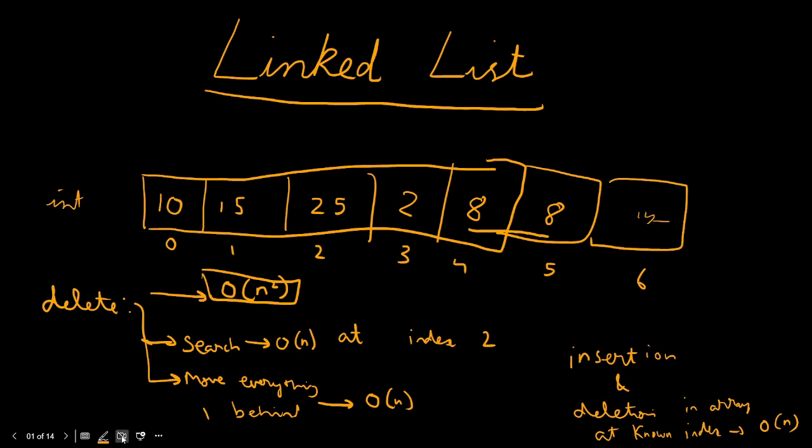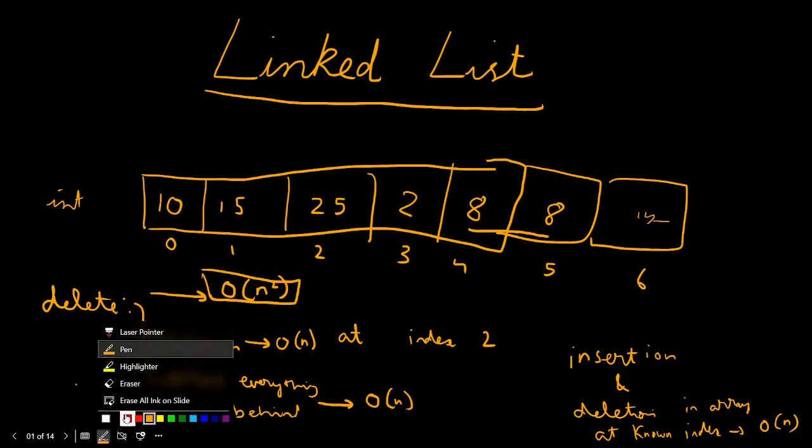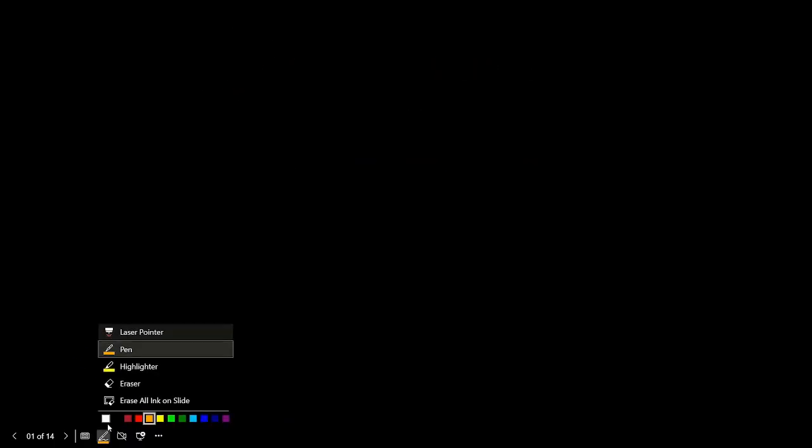Similarly, for insertion, in case we don't know which index to insert in, we have to search for that index and then again move everything one step ahead. So again, insertion at an unknown index is also O of n square. So this is quite slow. O of n square is not an optimal time complexity. So this is why we use something called linked list.